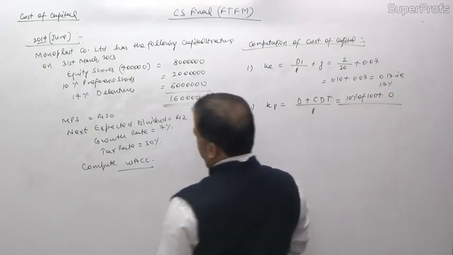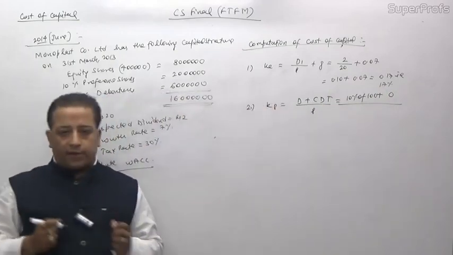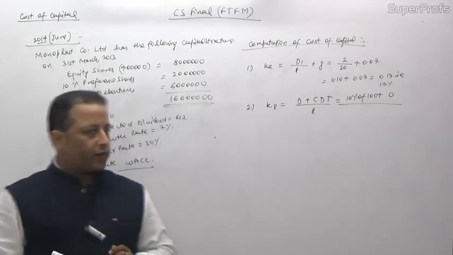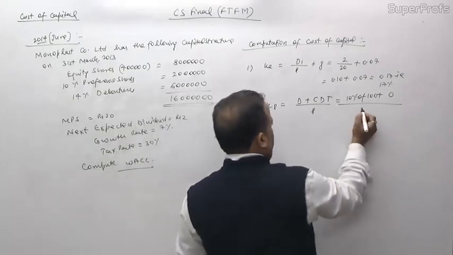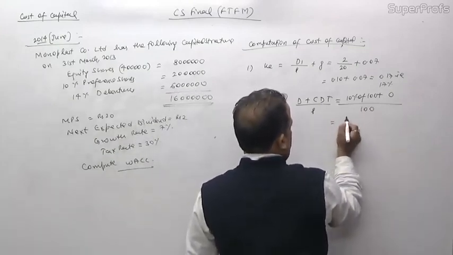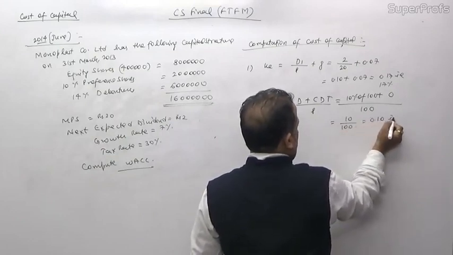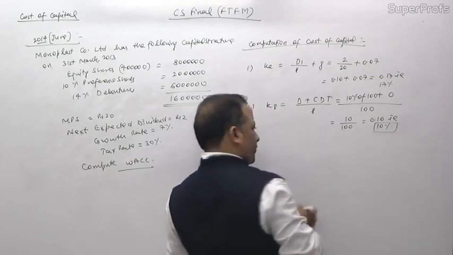P stands for flotation price or market price or face value. Flotation price is not given. Market price is also not given in the question. So the face value can be taken as the value of P, rupees 100. 10 divided by 100, 0.10, that is 10%.